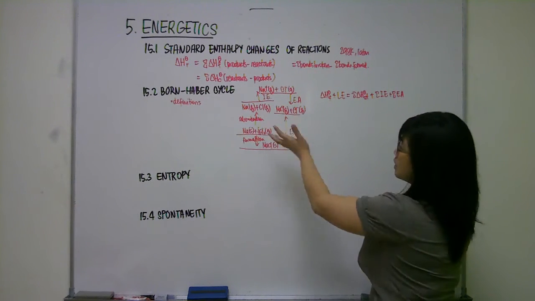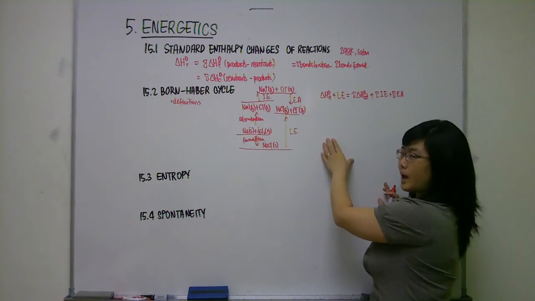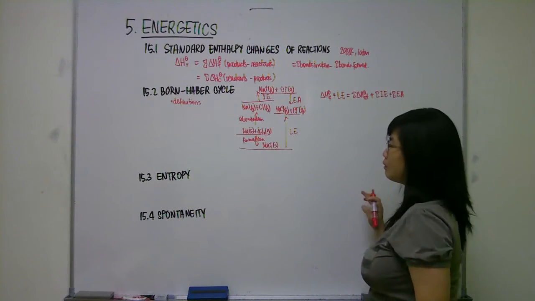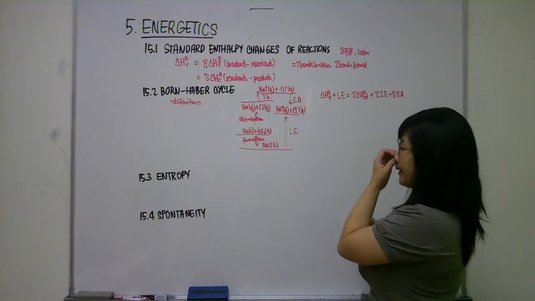From there the question can be modified. Usually lattice enthalpy we ask, but you can just make any one of them the unknown.